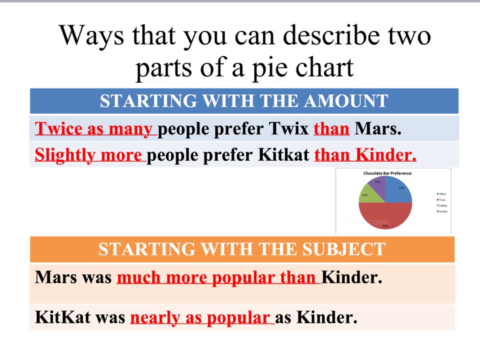I'm going to use comparatives in this example. I start with the amount. I say twice as many people prefer Twix than Mars. Slightly more people prefer Kit Kat than Kinder. Then shows it's a comparative. I can also start with the subject. Mars was much more popular than Kinder. Kit Kat was nearly as popular as Kinder.